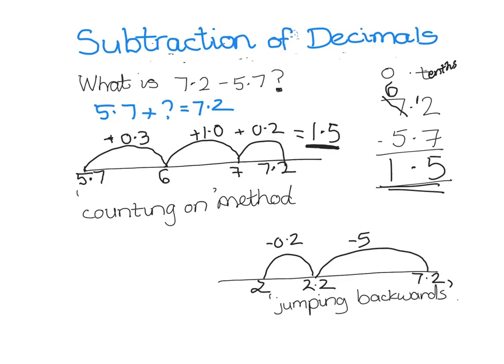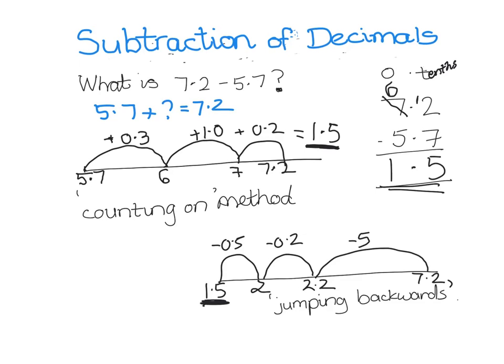But have I taken away 5.7? No, not yet. I've taken away 5.2. So I've still got another 0.5 to take away. So I'm going to take the 0.5 away. 2 take away 0.5 is 1.5. Now what can be quite confusing here is, well, what's my answer? So here I started at 7.2, I took away my 5.7, so this is where I find my answer. What answer did I end up with? I ended up with 1.5.